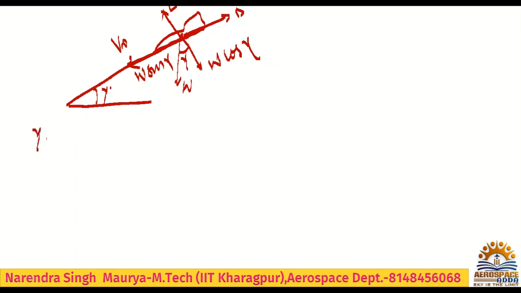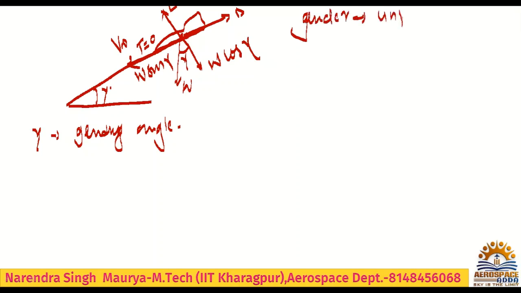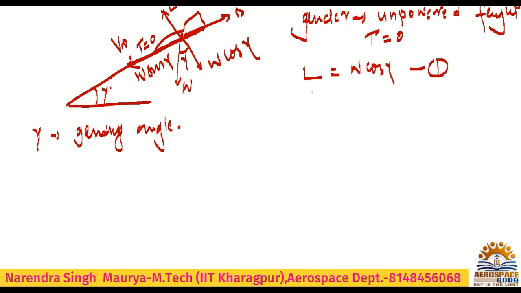Here gamma is nothing but gliding angle, and definitely thrust will be the forward force. But for the glider, I mentioned many times, glider is unpowered flight. So for unpowered flight, thrust will be 0. If you resolve the forces, you get L is equal to w cos gamma, equation number 1, and D is equal to w sin gamma, equation number 2.